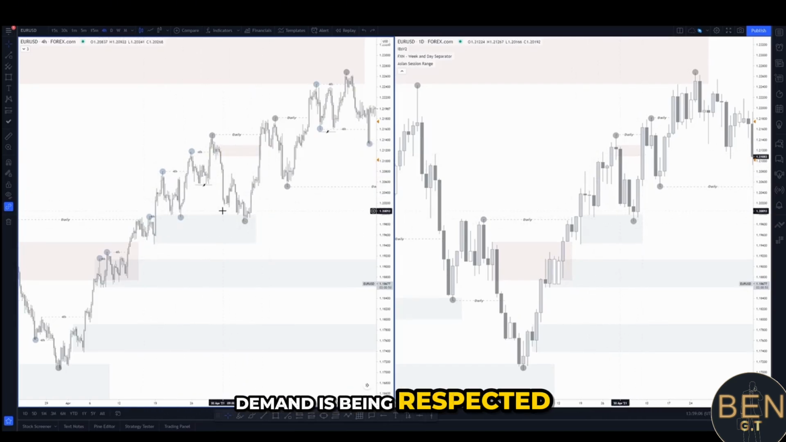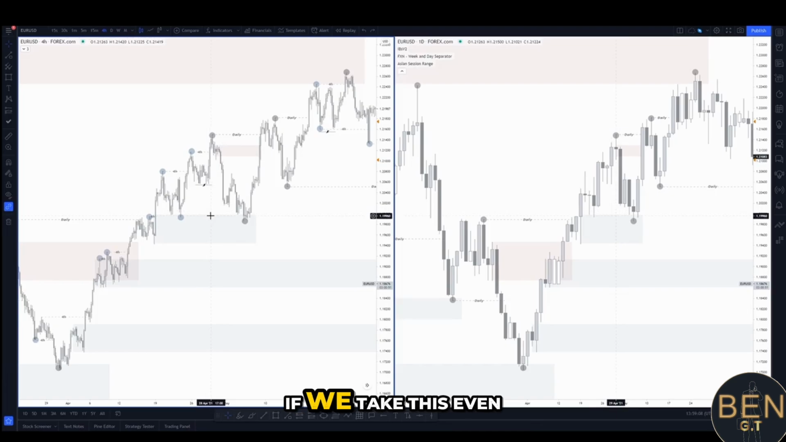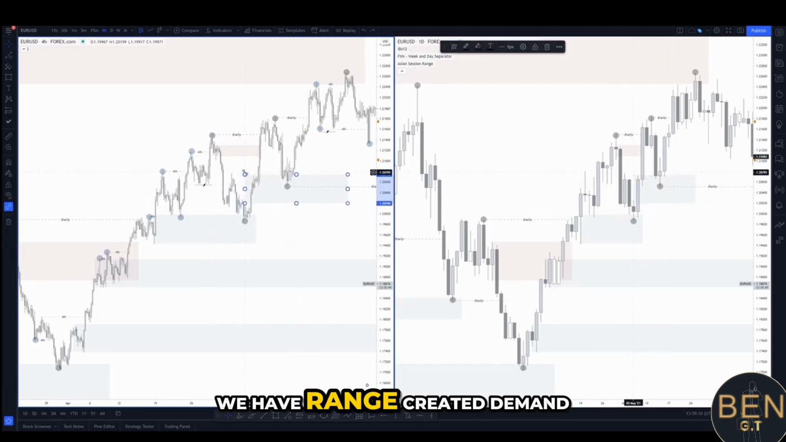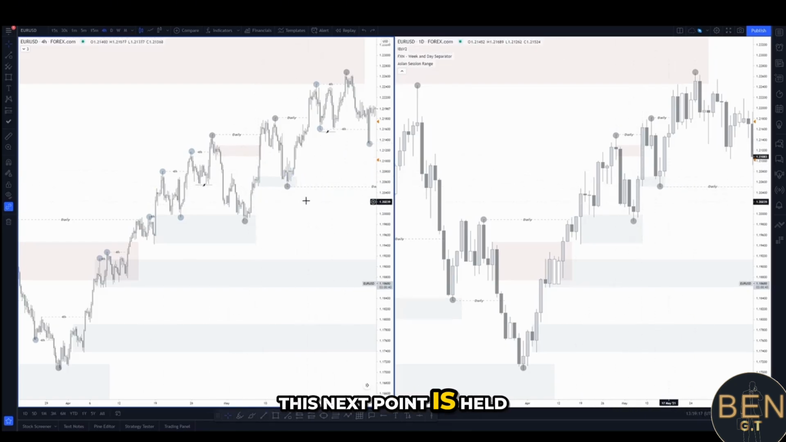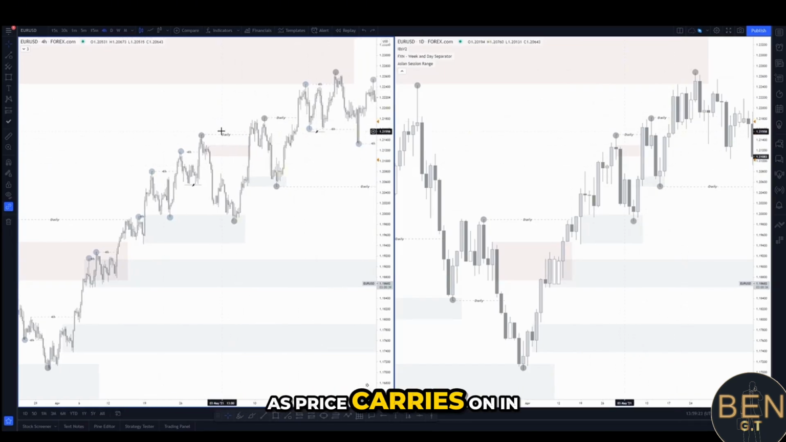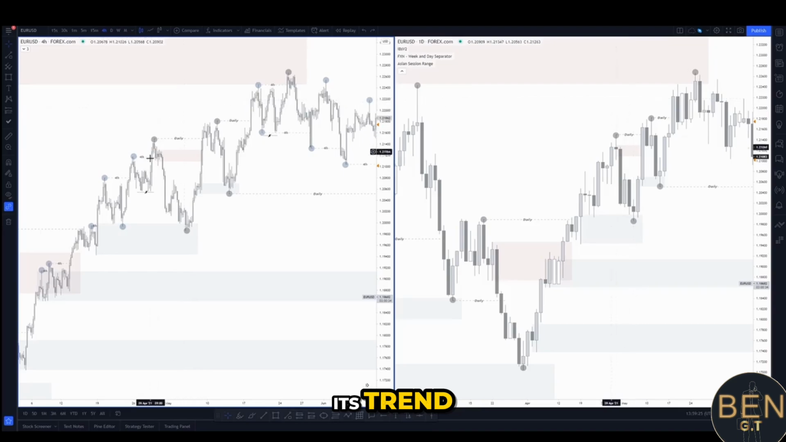And if we take this even one step further, we have range created demand just right here. And what we can see is this next point is held up by demand. And we can see price is creating higher highs and higher lows as price carries on in its trend going higher and higher.